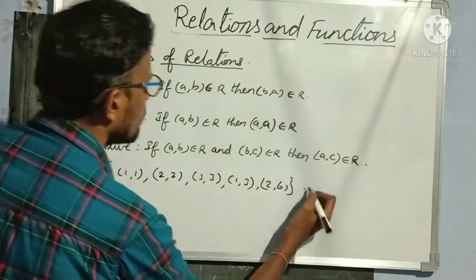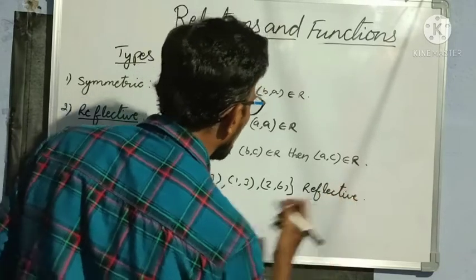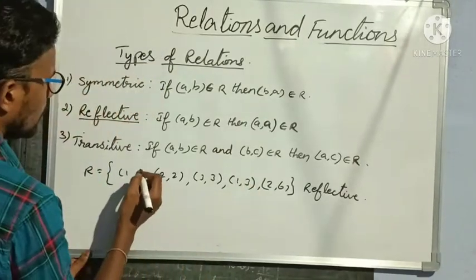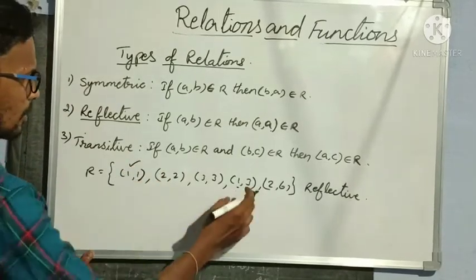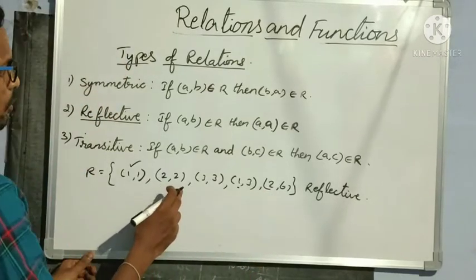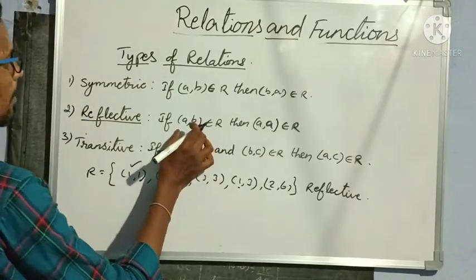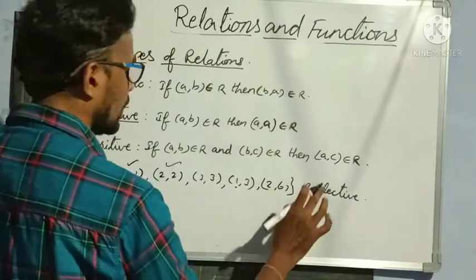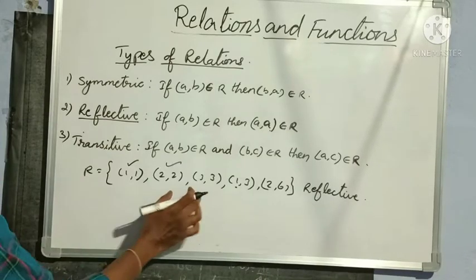So what type of relation is this? Reflexive relation. Understood? The first element's image should also be the same element. So if I take 1, the image of 1 is 1, so (1, 1) is also already present here. In the same way, (2, 6) means the image of 2 is 2, so here also (2, 2) is present. So in this relation, if (A, B) is there, then (A, A) is also there. Such a type of relation is called a reflexive relation. Understood? This is an example of a reflexive relation.